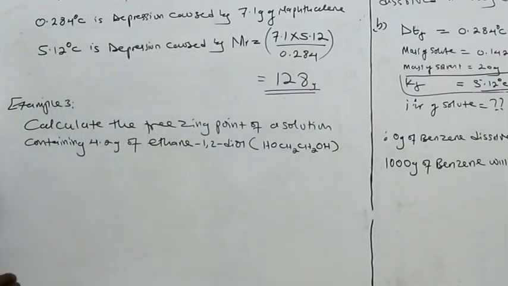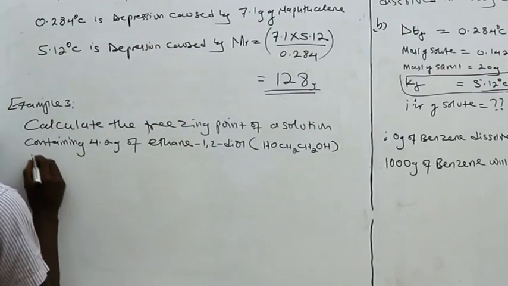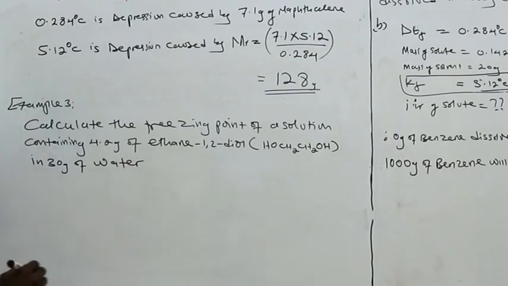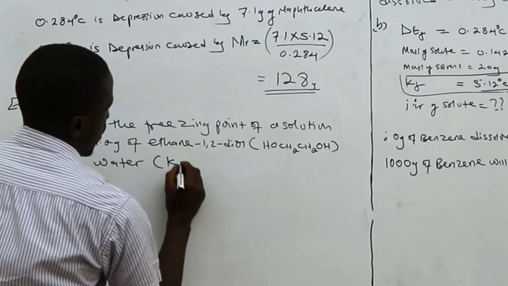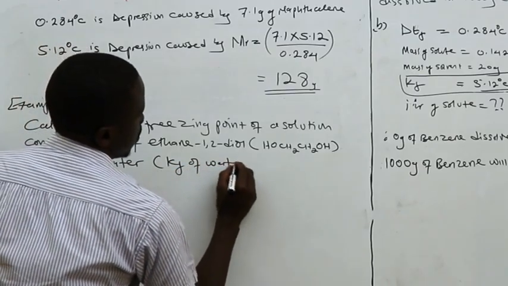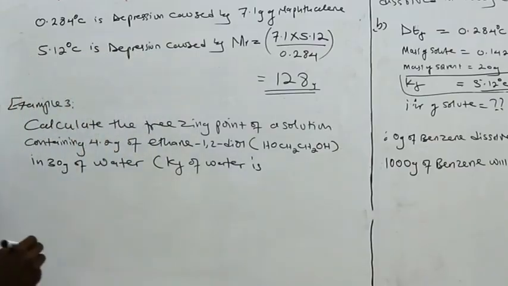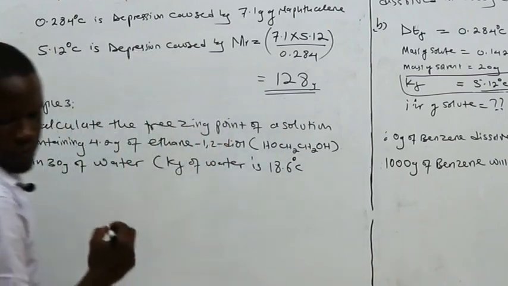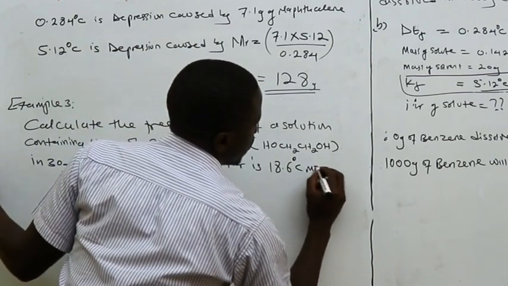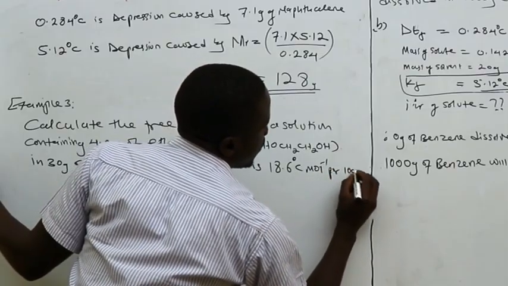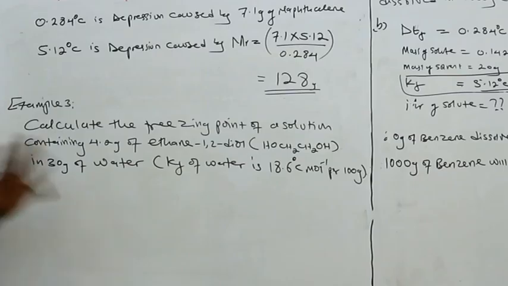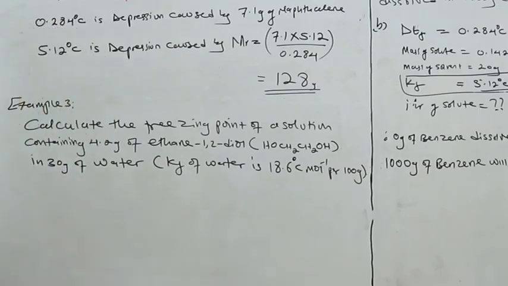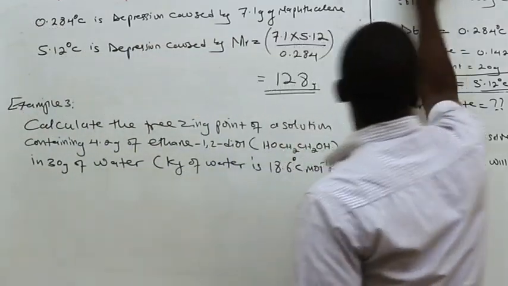Ethane 1,2-diol in 30 grams of water. Kf of water is 18.6 degrees Celsius per mole per 100 grams. So there are quite many unique things about this question, but still we can try it and solve them and see. Let's look at the solution here.